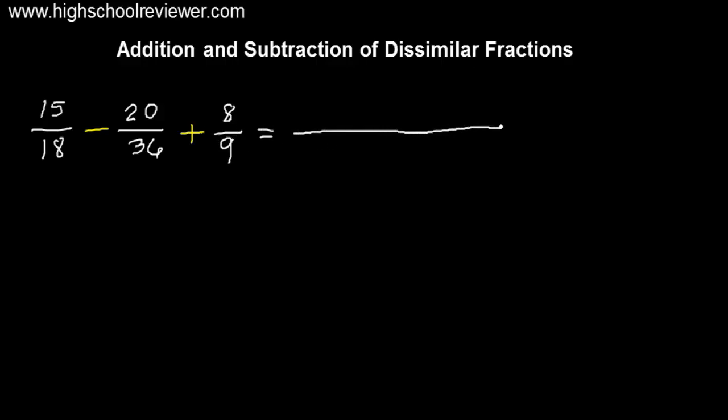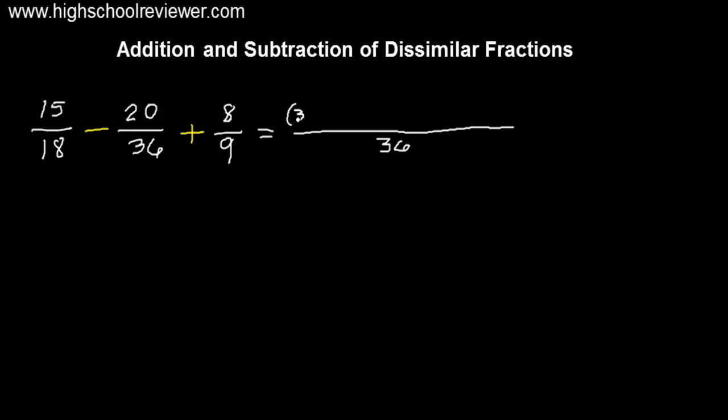Our next problem, we have 15 over 18 minus 20 all over 36 plus 8 over 9. First, we need to find the LCD. So the lowest common denominator, or the LCM, lowest common multiple, of 18, 36, and 9, their LCM is 36. Okay. And then we need to divide 36 divided by 18.